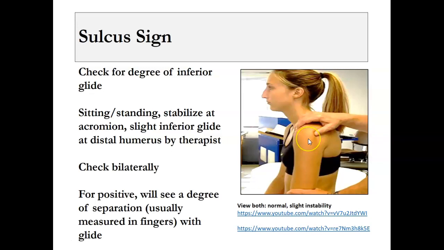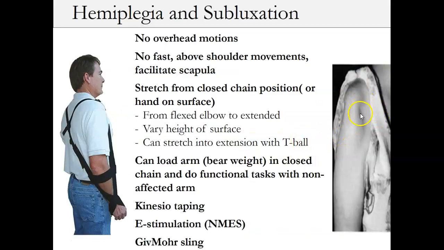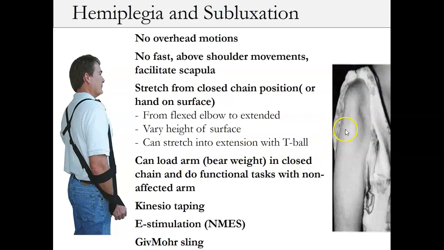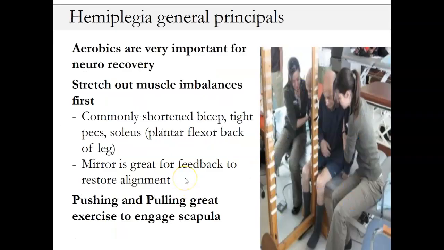We can do this on each other. I think we'll have time to do this in the lab this week. It's a good way to kind of determine, is it subluxed? Is it an issue? Is it not? And then usually they measure the degree of subluxation in fingers. That's like 2, maybe even 3 fingers subluxation. You can measure it in inches, get a little measuring tape as well. So you can see, a lot of times as the stroke recovers, as they regain use of their shoulders, it goes away in some cases. So that's the sulcus sign.